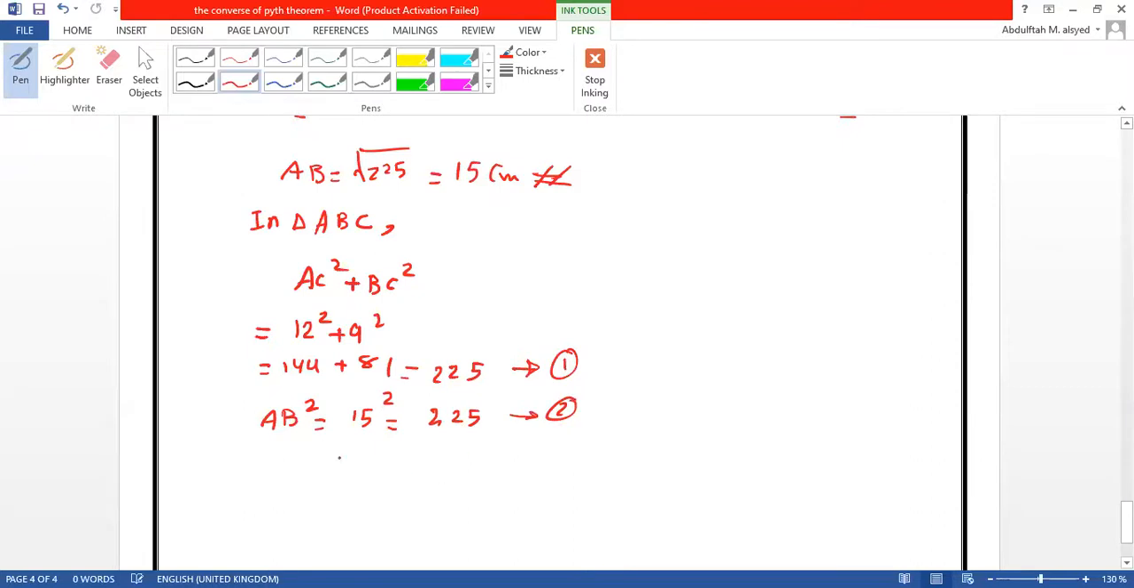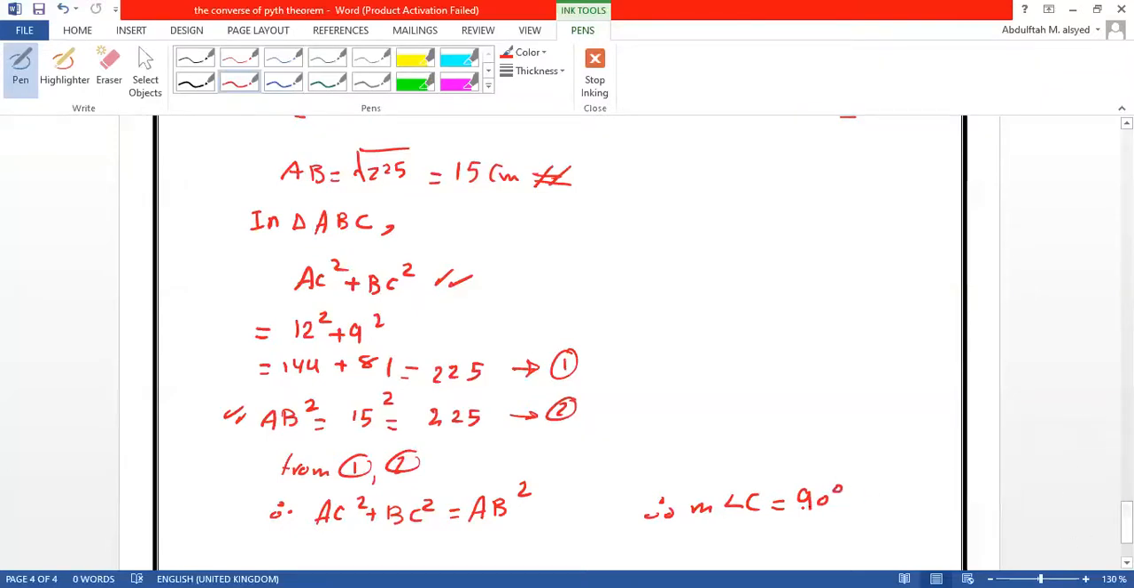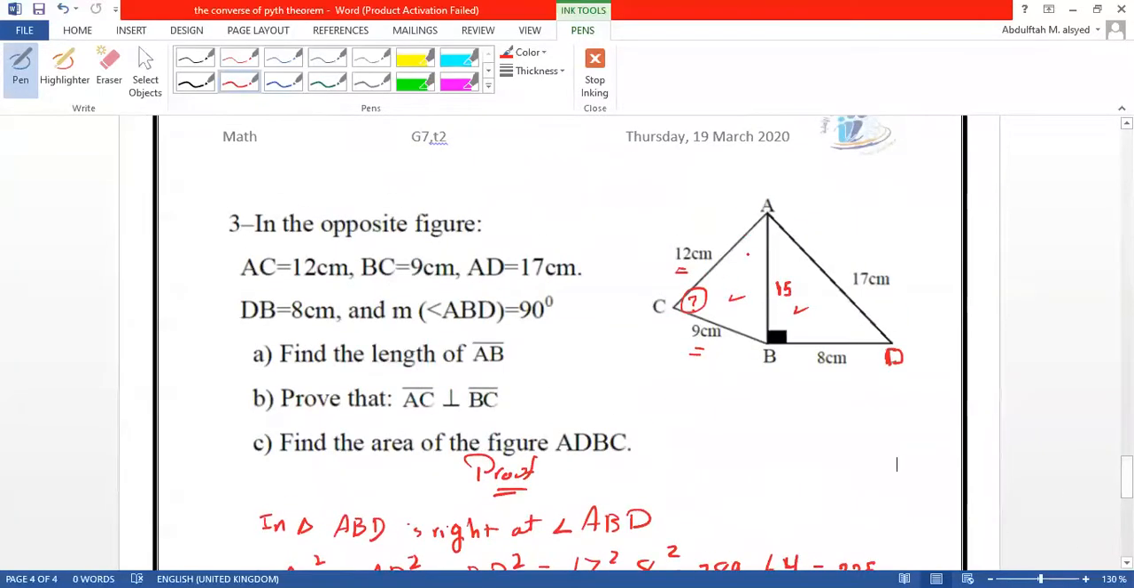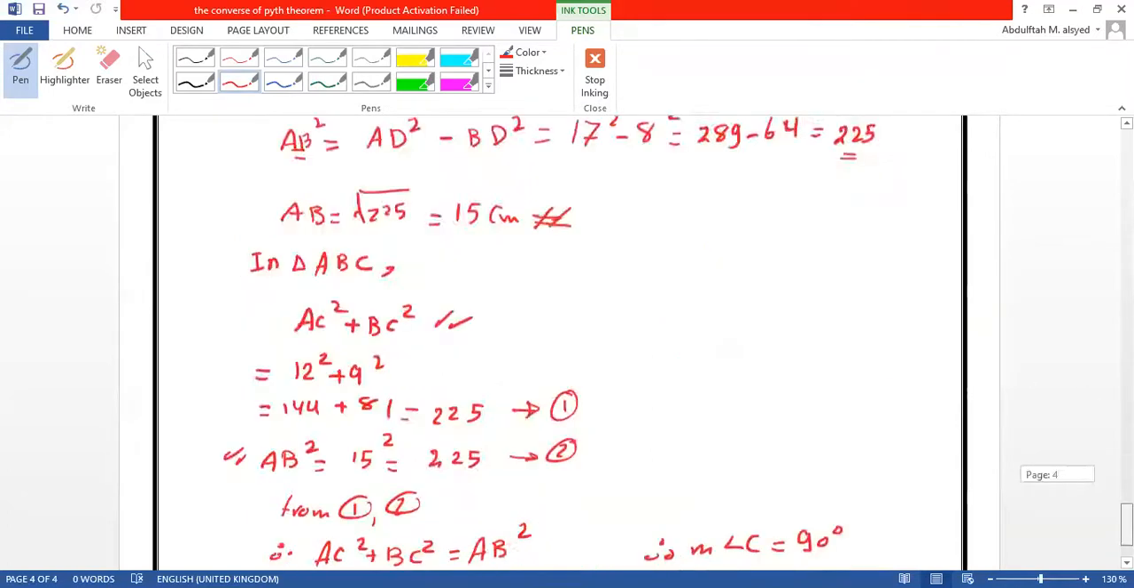So from 1 and 2, then AC squared plus BC squared equals AB squared, then the measure of angle C equals 90 degrees. We have proved that AC squared plus BC squared equals AB squared. Then this angle is right, so AC is perpendicular to BC.